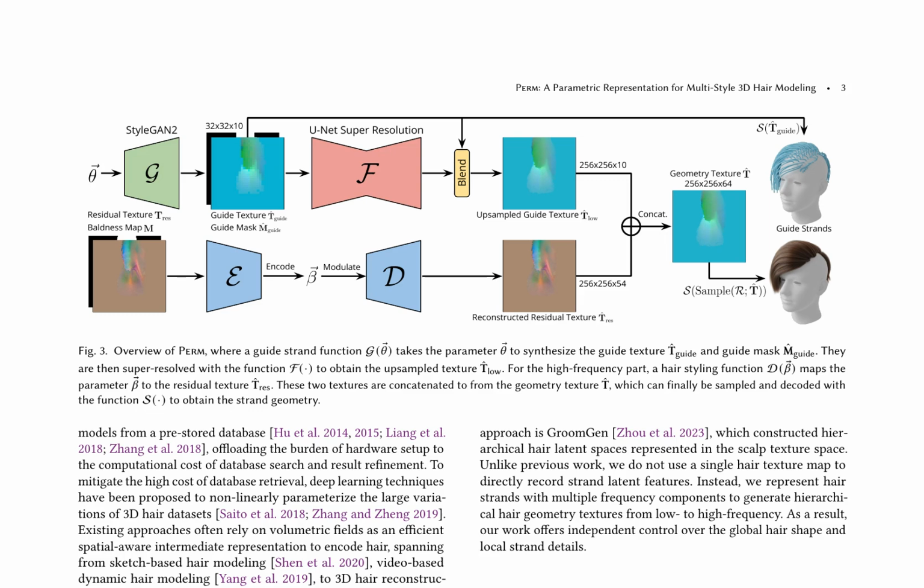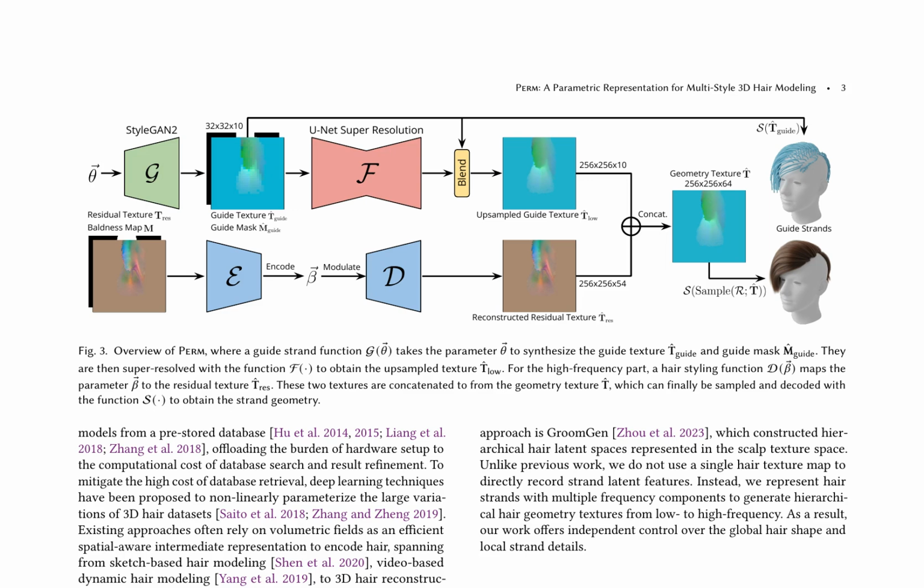This research paper introduces Perm, a parametric representation for multi-style 3D hair modeling. Unlike existing approaches that rely on volumetric fields or single hair texture maps, Perm represents hair strands with multiple frequency components, enabling independent control over global hair shape and local strand details.